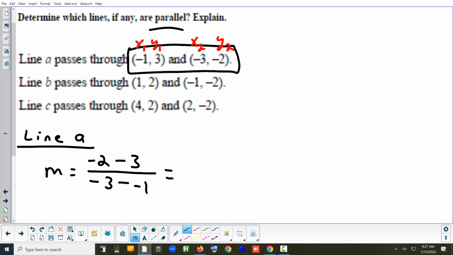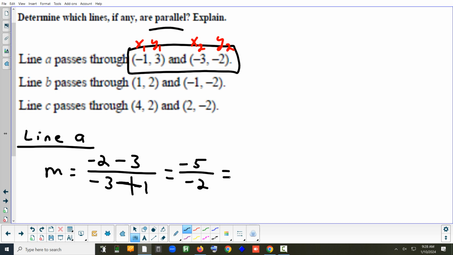Okay. What's negative two minus three? Negative 5. I was thinking multiplication. And what about negative 3 minus negative 1? Negative 2. Yeah, so that's going to become a plus 1, and that becomes negative 2.